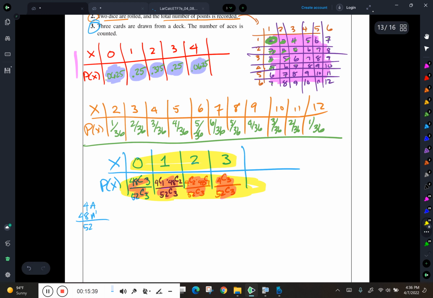All right, I'm going to end this one here and come back. We'll do the second one, the expected value part.